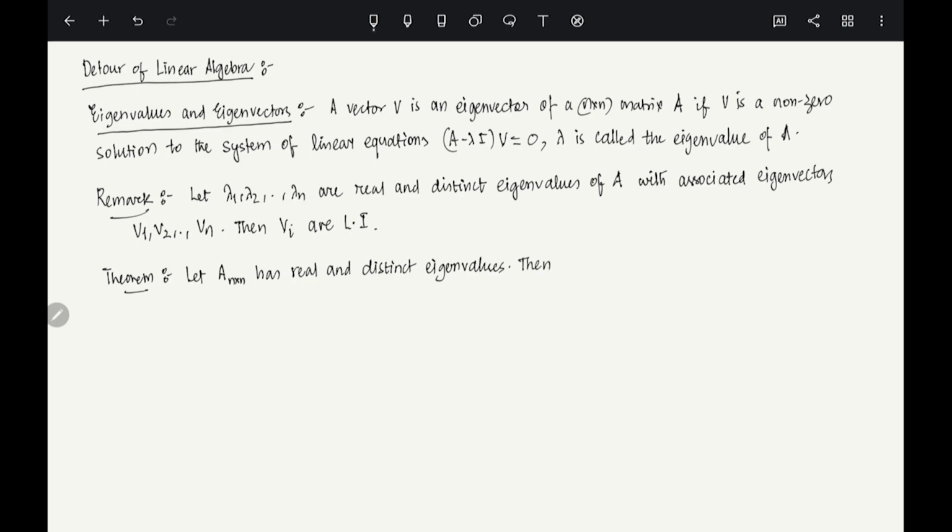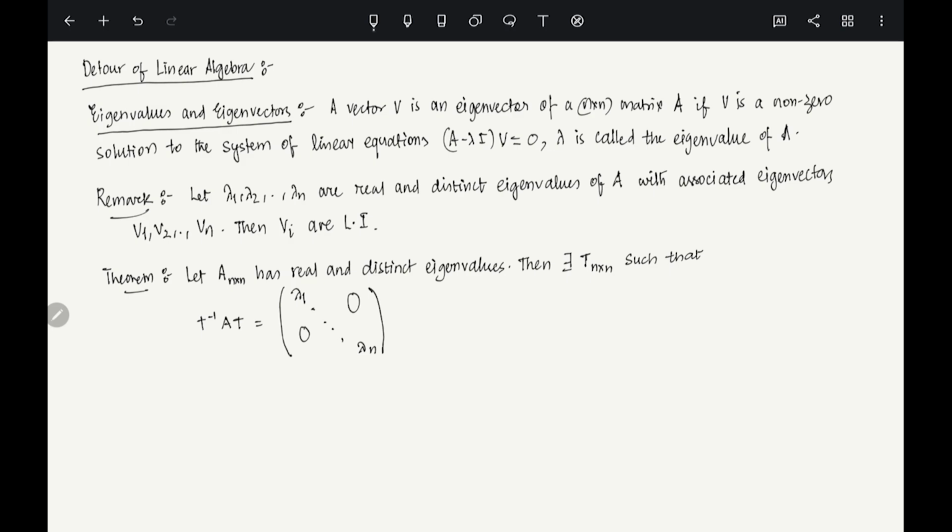Then the matrix is diagonalizable. There exists an n cross n matrix T such that T inverse A T is given by a very simple matrix: all off-diagonal entries are 0, and it is a diagonal matrix with entries lambda 1, lambda 2, up to lambda n. Very simple.